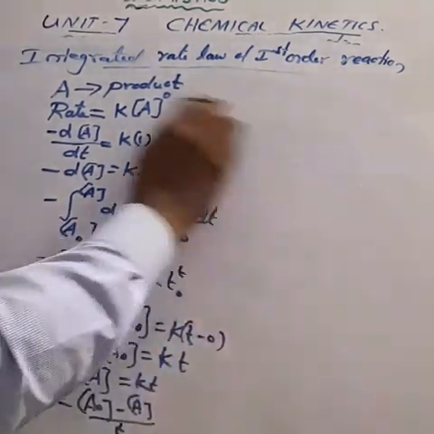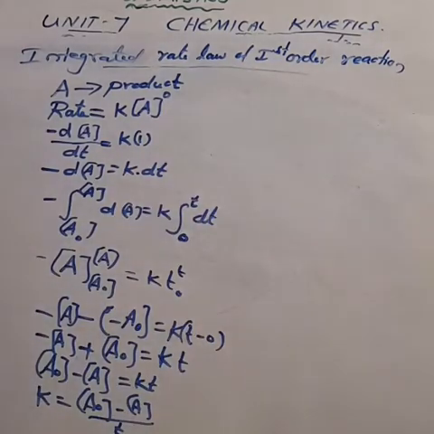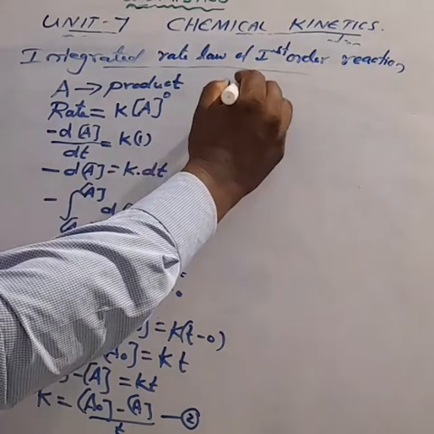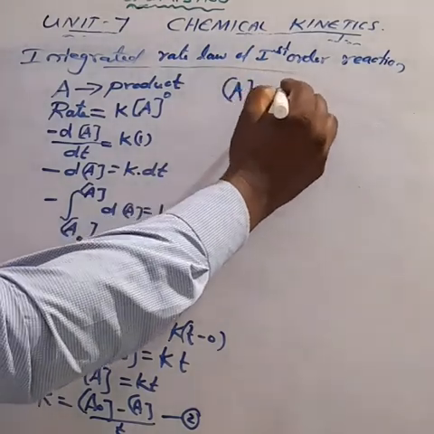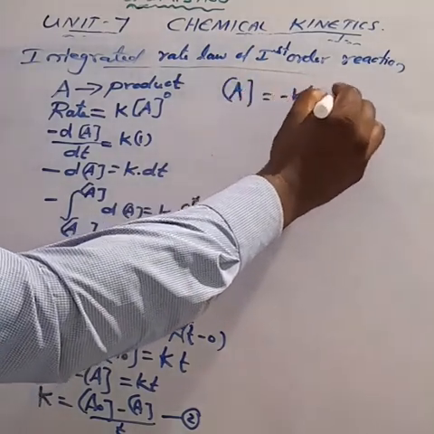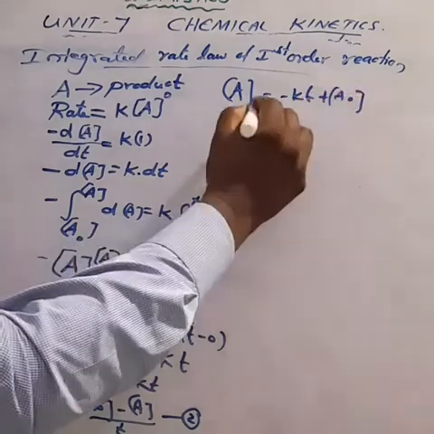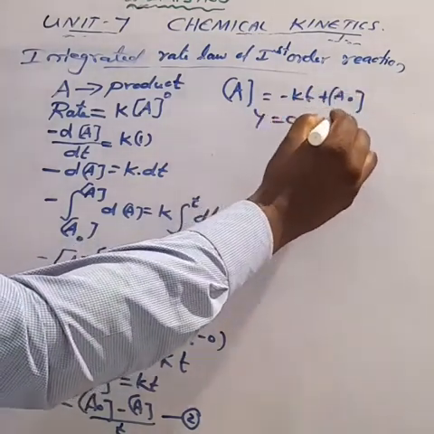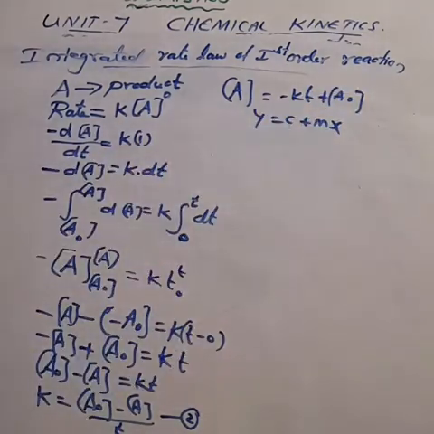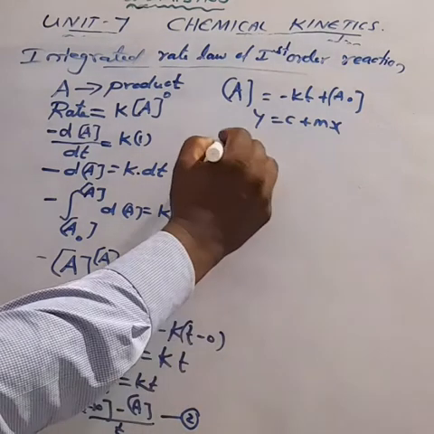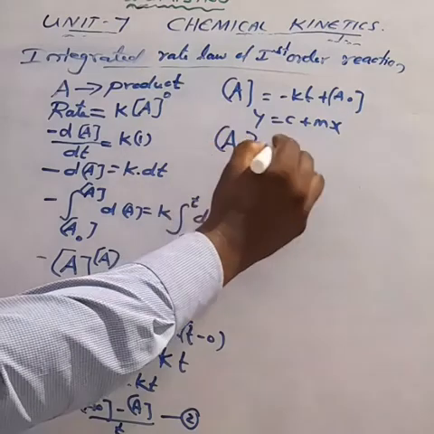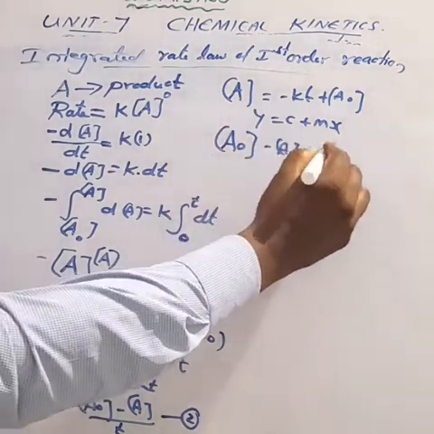So anyhow, this equation 2 is the form of a straight line, y is equal to mx plus c, that is, the concentration of A is equal to minus KT plus A naught. That means from the equation 2, before equation 2, that is A naught minus A is equal to KT. Again, one more step, if you need, we can write it.